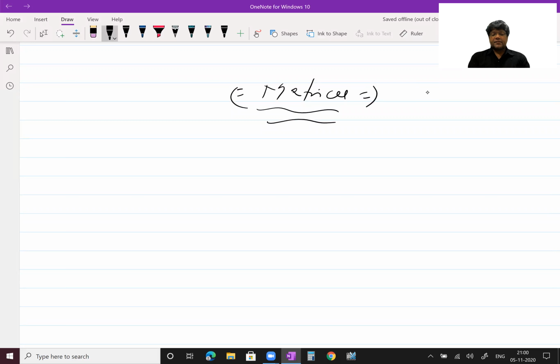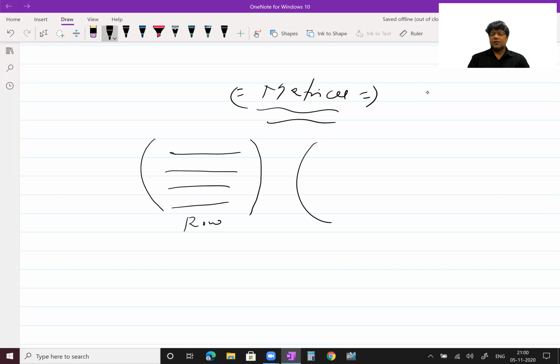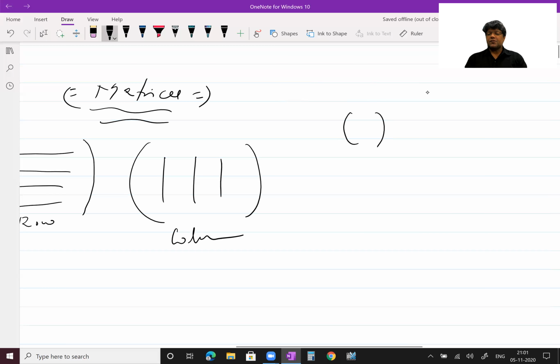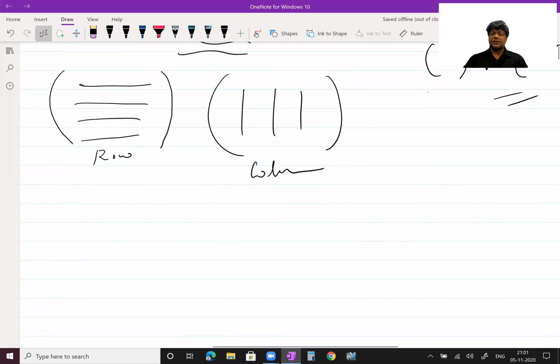What is a matrix, guys? Arrangement of some numbers or maybe alphabets in the form of rows and columns. Horizontal lines are called rows, and verticals are called columns. A matrix may be denoted this way or this way. There is one more way, but for your standard only these two ways, guys.